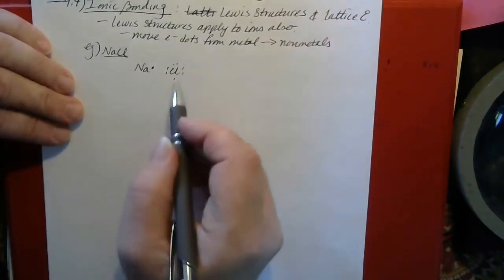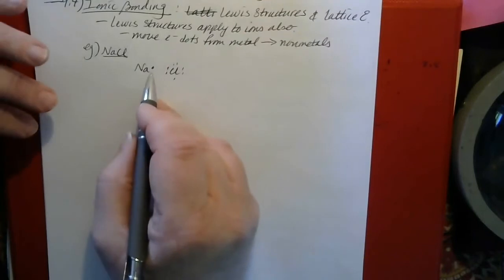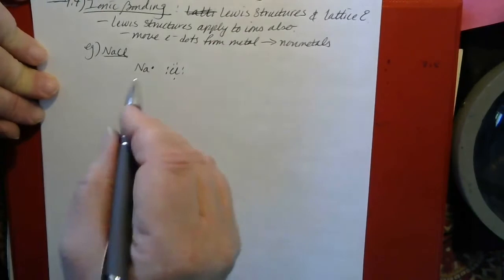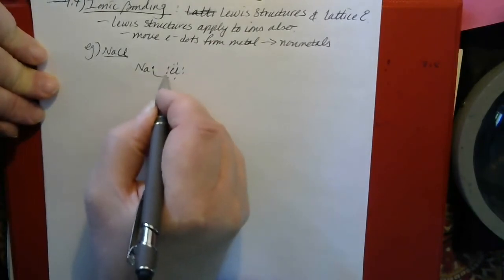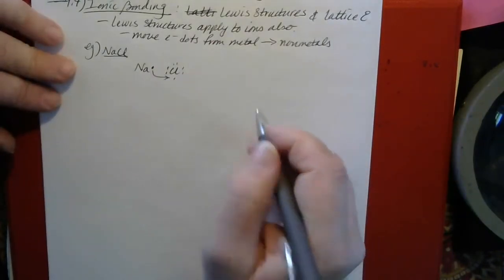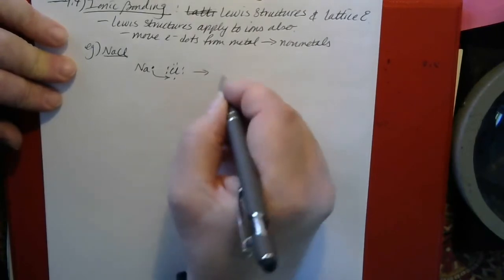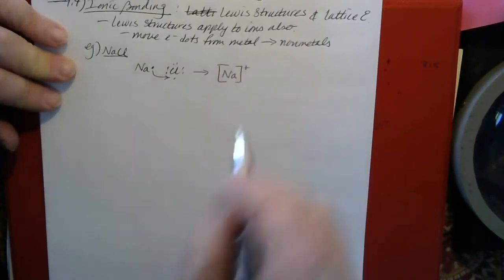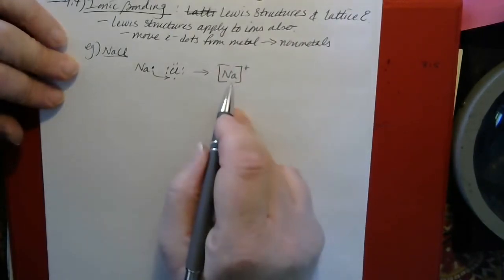Okay, so in this case, it's fairly easy to see what happens here. Chlorine needs one electron to reach an octet. Sodium has one electron that it doesn't have a very firm grip on, and so we end up with this. Sodium loses its one valence electron.